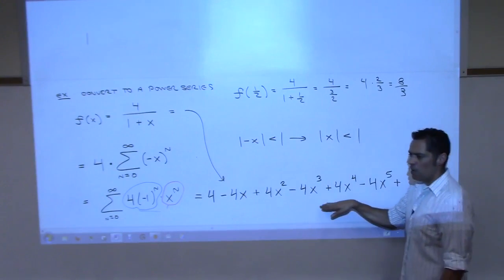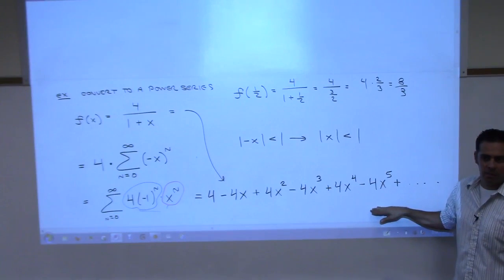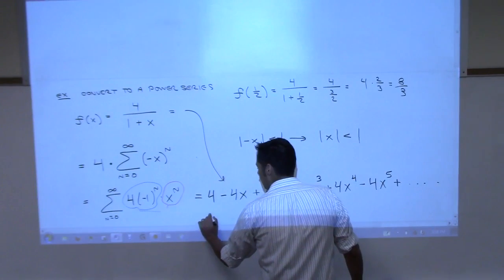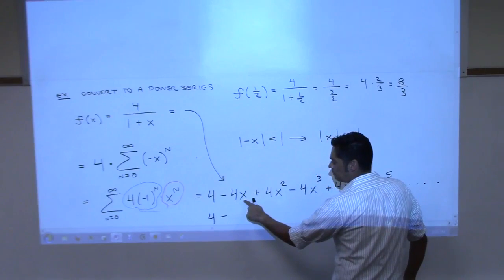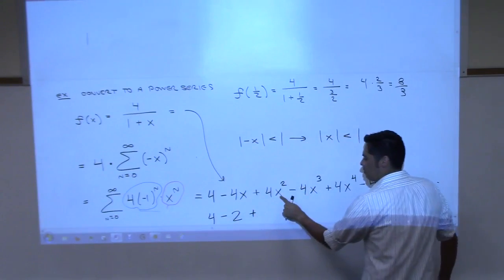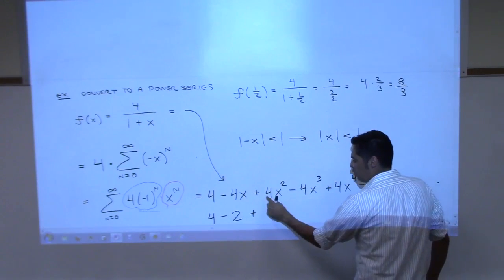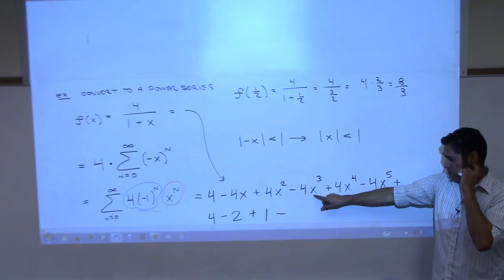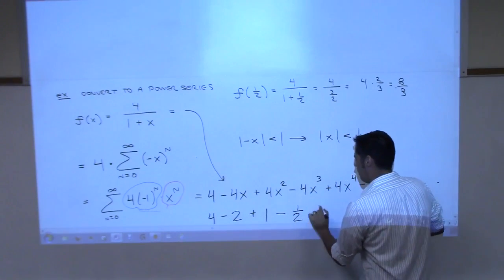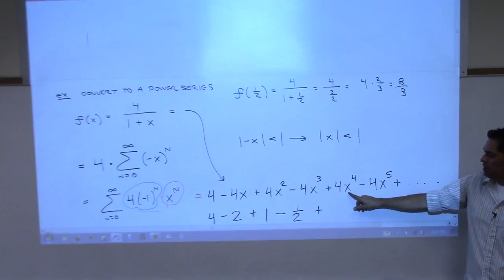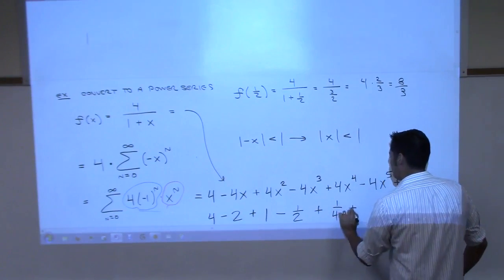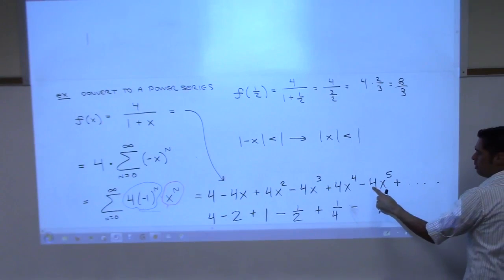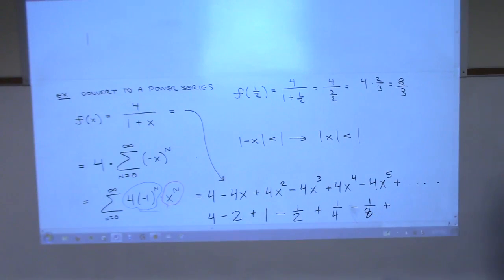I claim that if you plug 1/2 into this, you'll get the same answer. The only way to really check it is to get your calculator out, and we don't have enough time for this, but imagine plugging in a half here. Let's see what would happen. Half of 4 is 2, plus 1/2 squared, 1/4 times 4 is 1, minus 1/2 cubed, 1/8 times 4 is a half, plus 1/16 times 4, 1/4, minus 1 over 32 times 4, 1/8, plus, you get the idea?